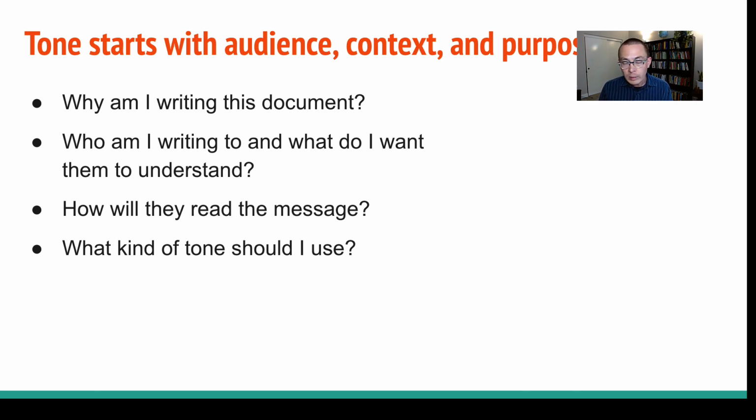So it's important to understand who you're writing to and what you want or need them to understand. Take the time also to think about how they're going to receive the message. The moment you write the message is different than the moment the person opens the envelope or opens the email and reads the message. So think about what it's going to be like for them whenever they access your message.